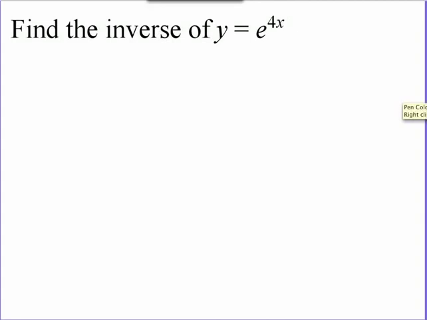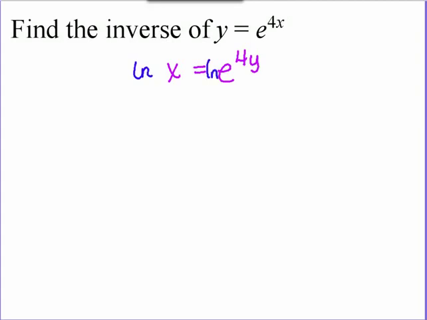So it says find the inverse of y equals e to the 4x. First step, switch signs. So you really get x equals e to the 4y. Almost. What do you think comes now? ln. Yep, you've got to get rid of the e. So I'm going to do ln.